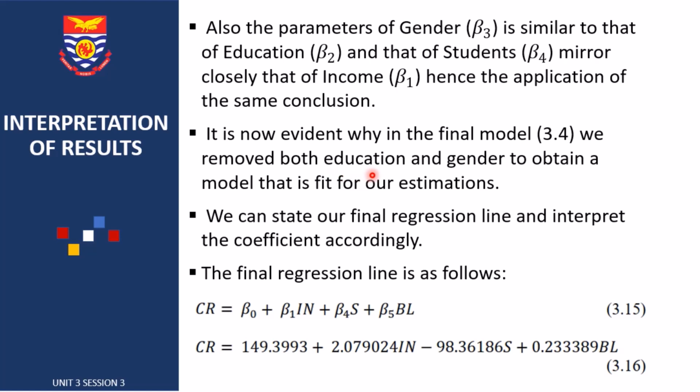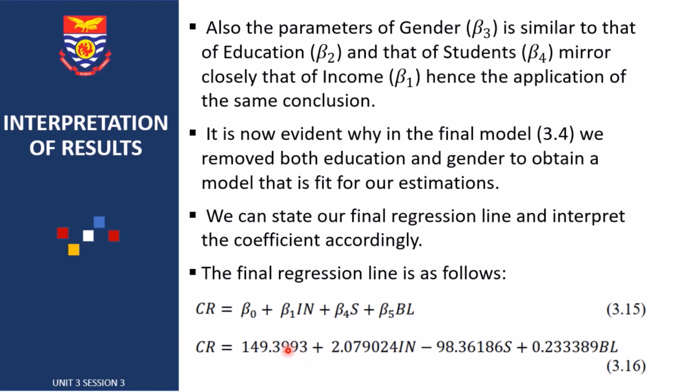We can state our final regression model or regression line and interpret the coefficients accordingly. In the final regression line, we have the equation CR equals beta 0, which is the constant, plus beta 1, which is the income, plus beta 4, which is the student level, and beta 5, which is the bank balance of the customer.